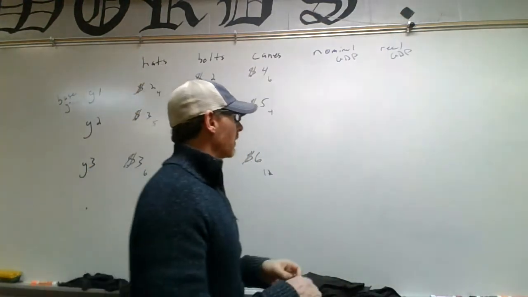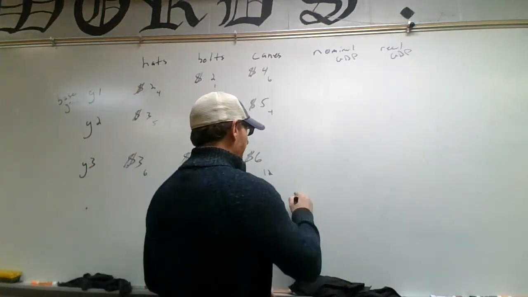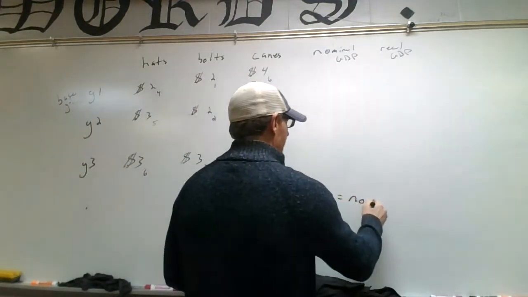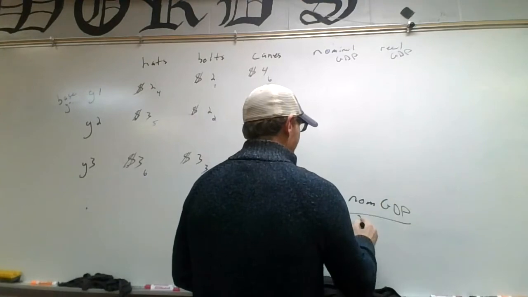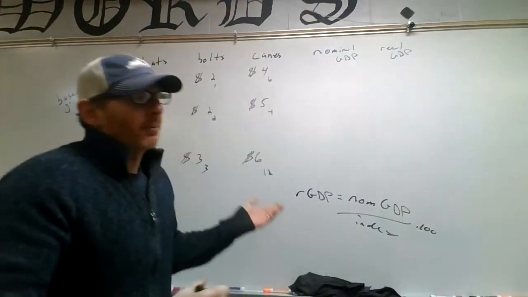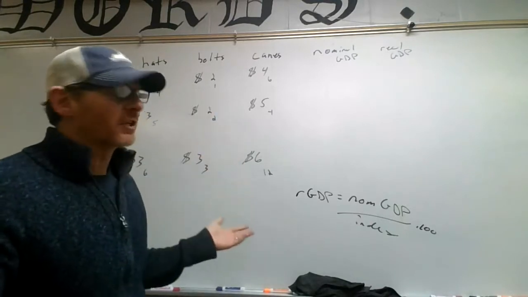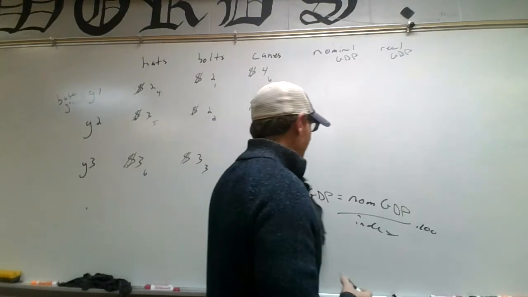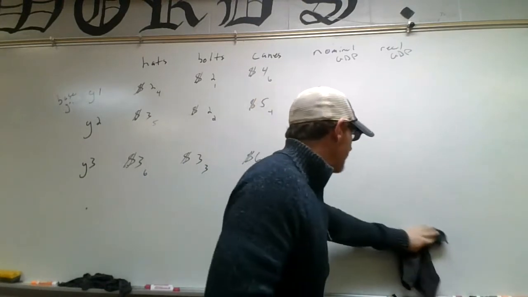Now, we know that under normal circumstances, to find real GDP, we can take nominal GDP divided by a price index and multiply it times 100. But we don't have a price index, but we have this stuff. So we can do another shortcut that can get us the same outcome.